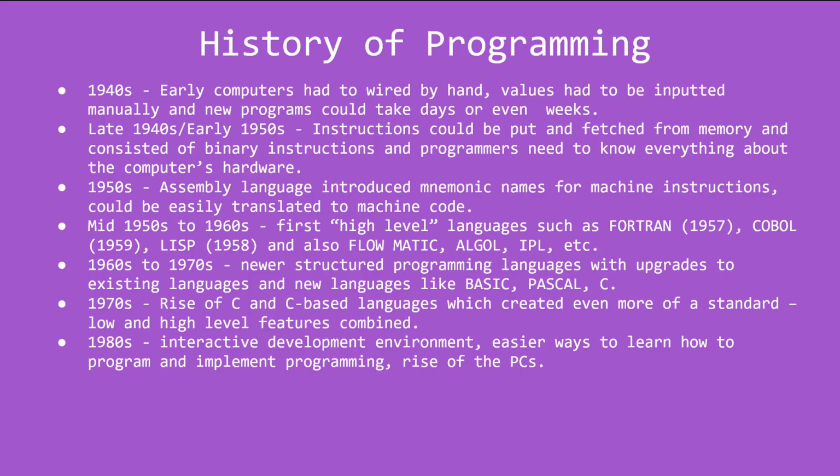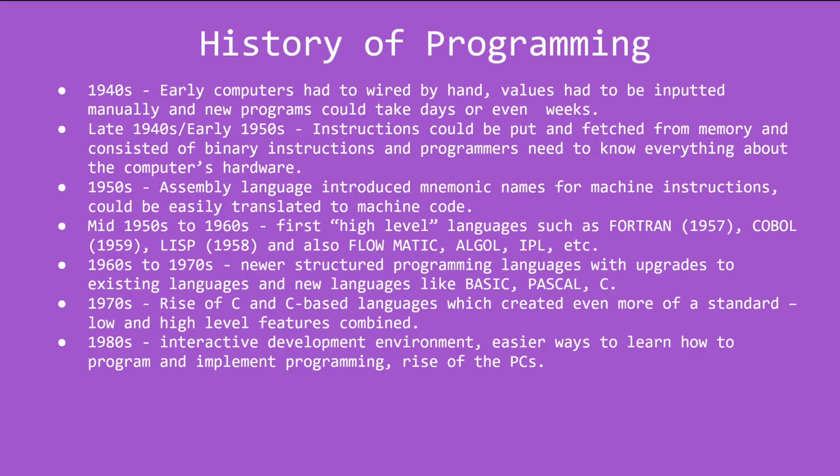Just a kind of a short history of programming. In the 1940s, early computers had to be completely wired by hand, values had to be inputted manually, and new programs required literally physically altering the machine. That could take days or even weeks in some cases, assuming no problems in the middle. ENIAC went through vacuum tubes like Tic Tacs.